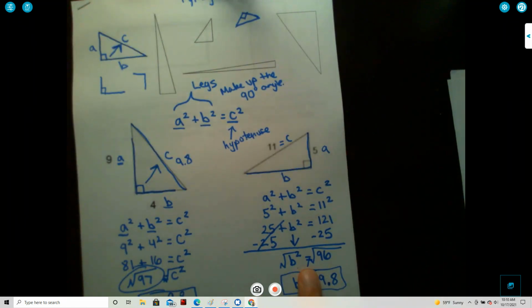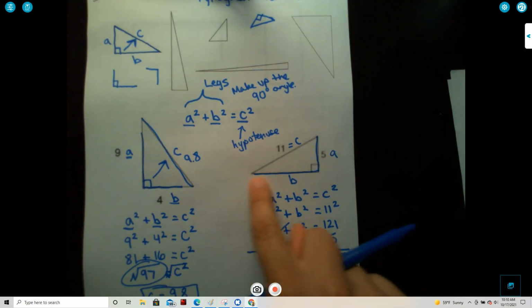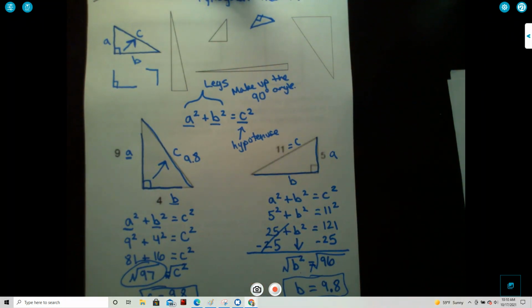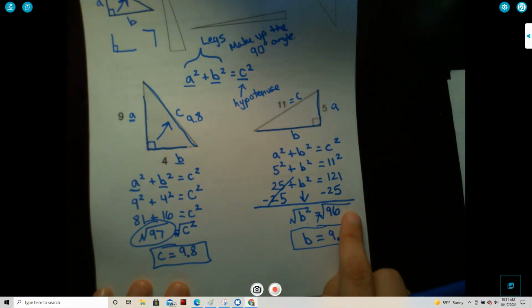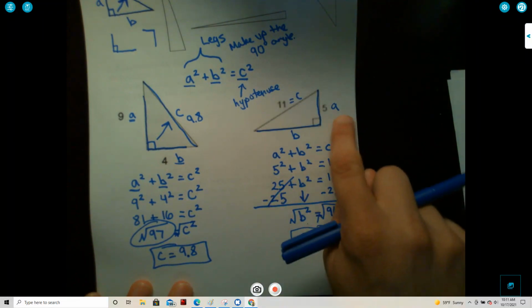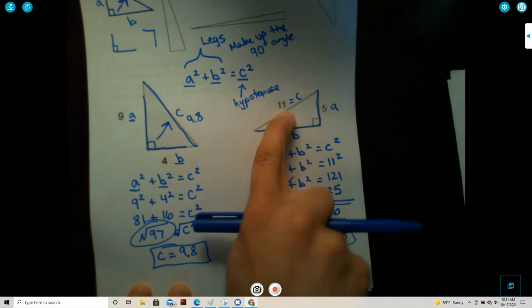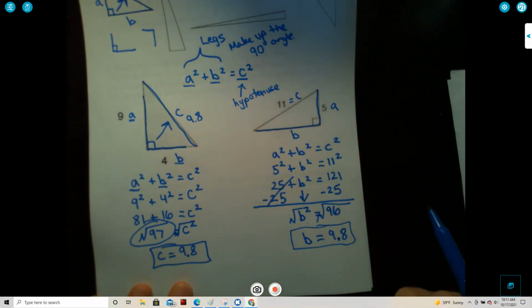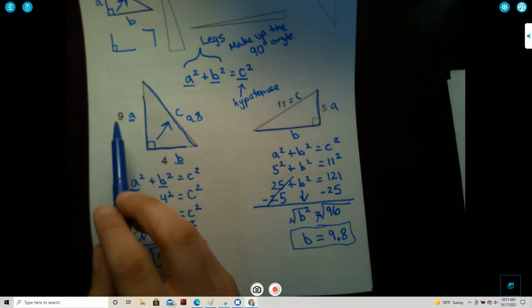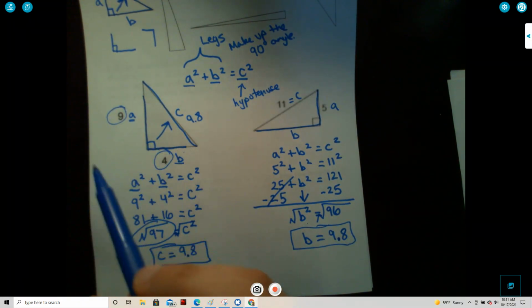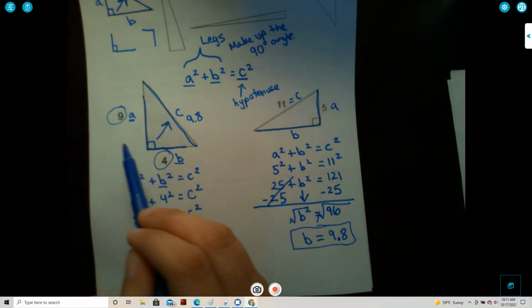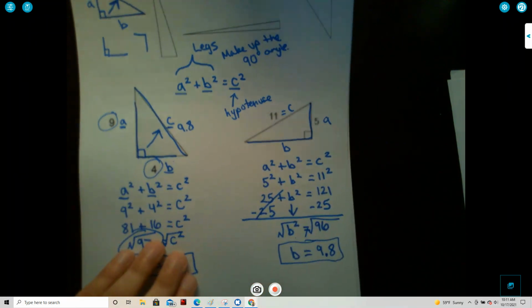So that's how you set it up to solve for either the leg or for the hypotenuse. Remember, whenever you're looking for one of the side lengths, you're always going to subtract the square of this minus the square of this, and then take the root of it. And over here, you're always going to add the square of these two numbers, and then find the root of these two added together to find the length of C. So that's in a nutshell what you're doing.